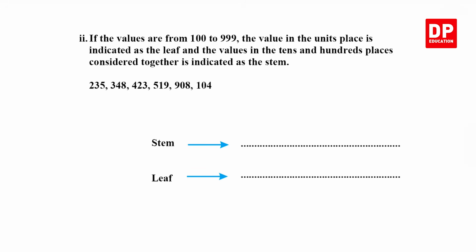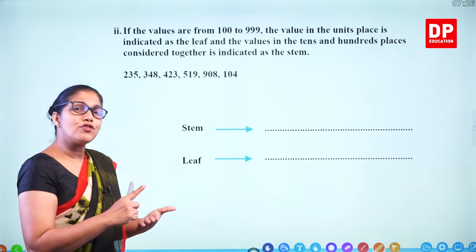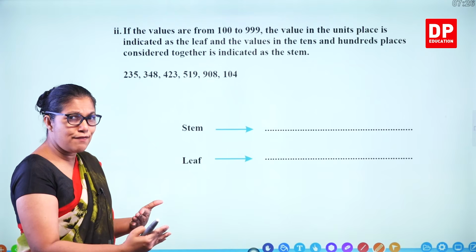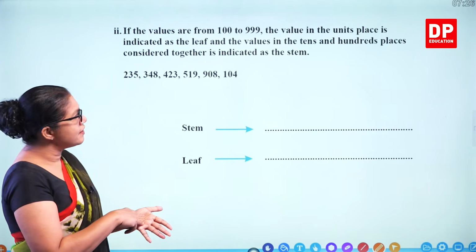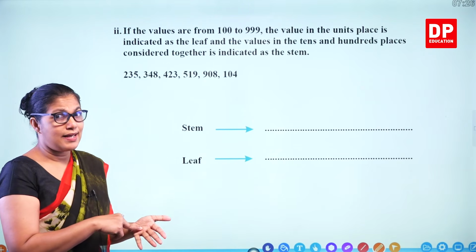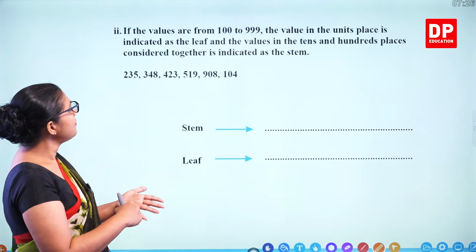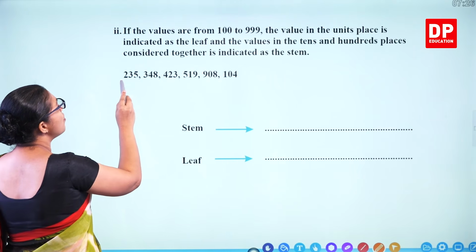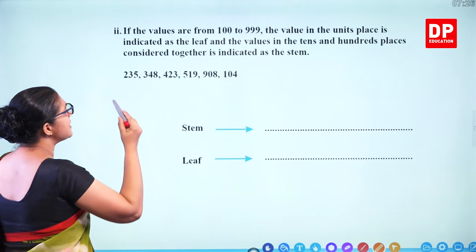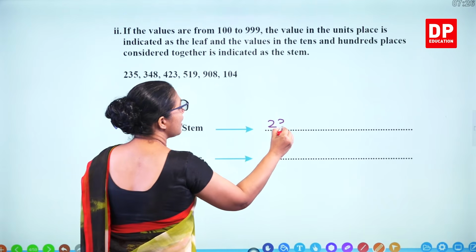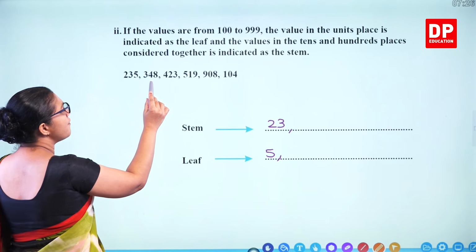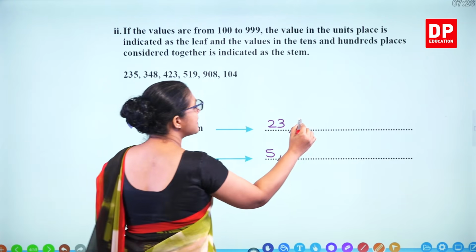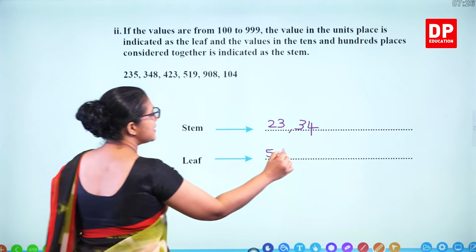What about if the number is 100 to 999, 3-digit numbers? So you have to take the units place as the leaf and both the tens place and the hundreds place numbers together as the stem. Think about these numbers, 235. So 23 is the stem and 5 is the leaf. 348 means 34 is the stem and 8 is the leaf.